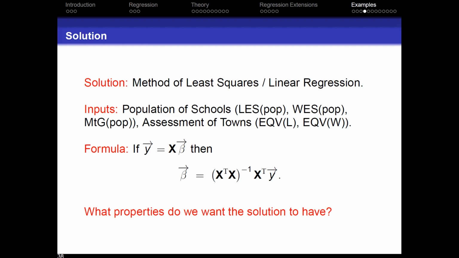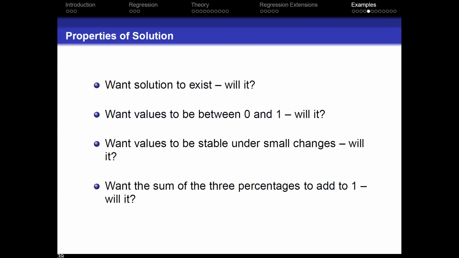So what properties do we want the solution to have? Well, we want the solution to exist. We want the values that we assign to the schools to be between 0 and 1. We want it to be stable under small changes. If one more person is added to one of the schools, you shouldn't see a 5% swing in how much money is being allocated. And you want the sum of the percentages to add up to 1. Some of these are not a big deal. If it adds up to 1.03, then you can just rescale everything by dividing the amounts by 1.03. So it's not a big deal. It turns out that it does add up to 1.